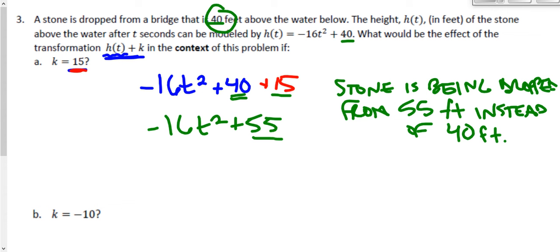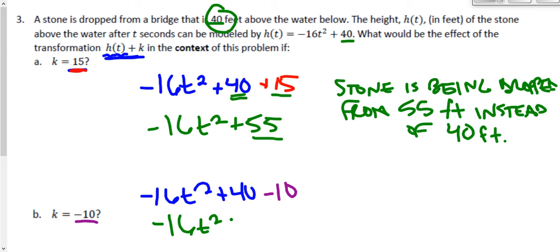Let's see what the effect would be if I had this minus 10 instead. So that would be my original function, negative 16t squared plus 40, and this time I am going to subtract 10 from the end of the equation instead. That would change me into the equation negative 16t squared plus 30. So the effect here is that instead of being dropped from 40 feet, now I'm being dropped from 30 feet.